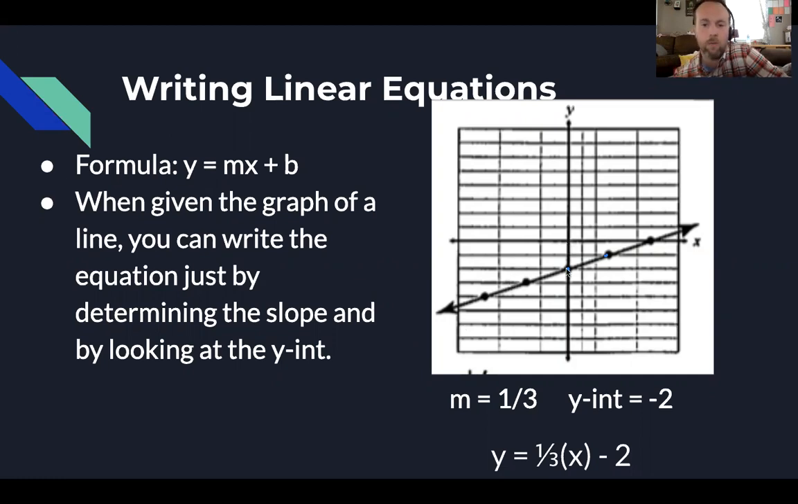Remember, I'm starting with my y-intercept. I started at the origin here, and I count down 1, 2. So that means that my y-intercept is -2. Then my slope is +1/3.